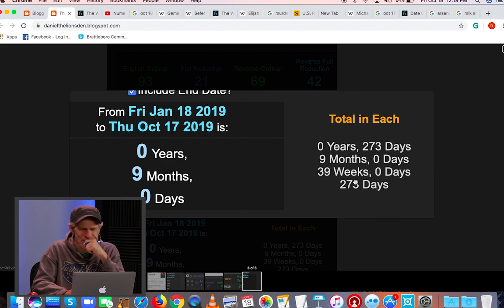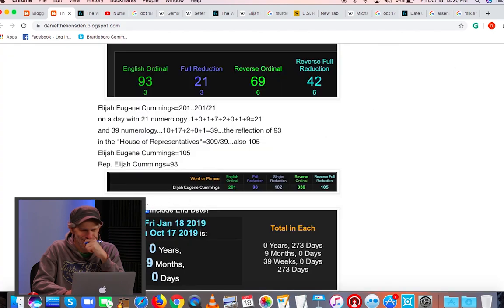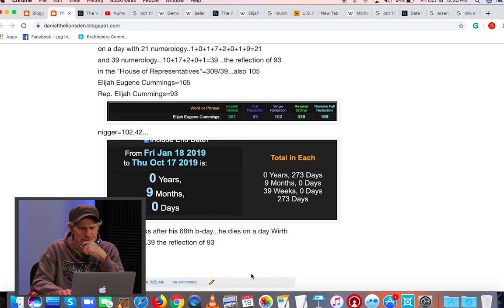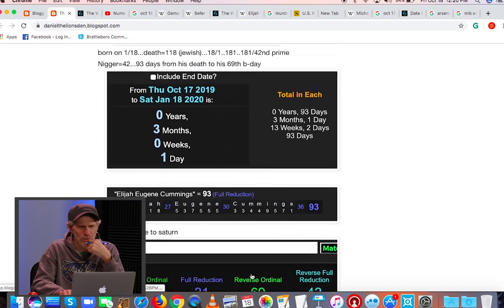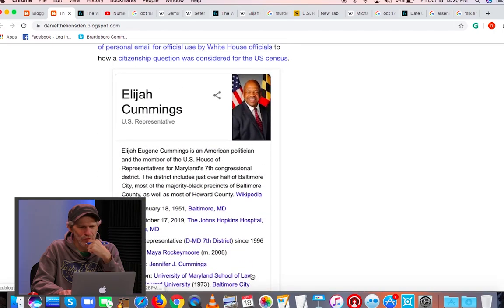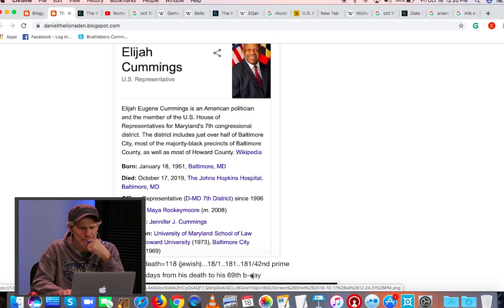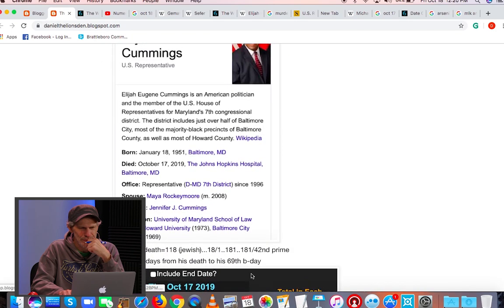Just another coincidence, right? What are the odds? And he died, so I kind of sum it up here, right here. Exactly 39 weeks after his 68th birthday, he dies on a day with 39 numerology. 39, the reflection of 93. Just more murder by numbers. 1, 2, 3.